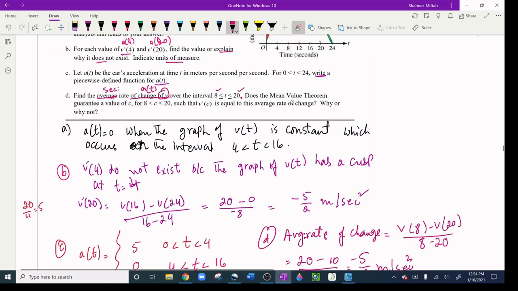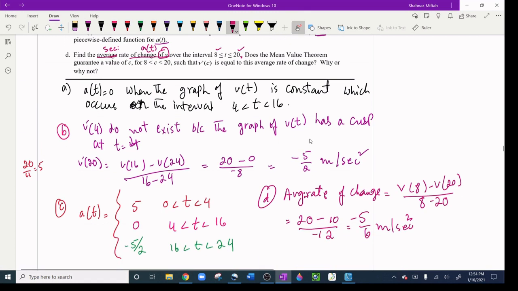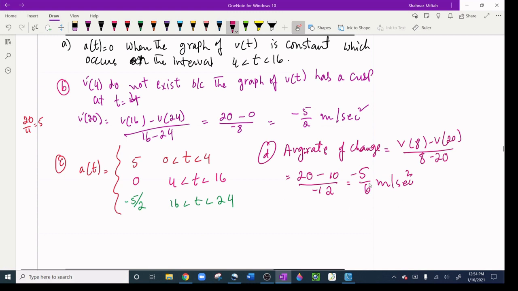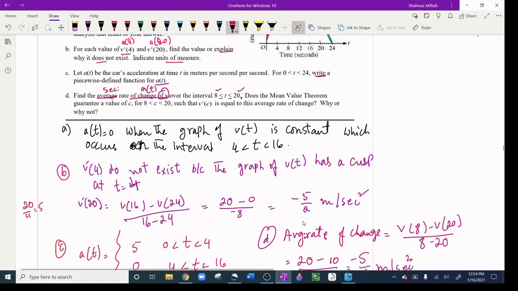We got that part. Does the mean value theorem guarantee a value of C for 8 to 20 such that V prime C is equal to this average rate of change? According to the mean value theorem, the function has to be continuous and differentiable, and then we apply the formula, which is V prime C equals negative 5 over 6, because that was the secant slope or the average rate of change. The function is continuous everywhere. Is it differentiable? That's another thing.